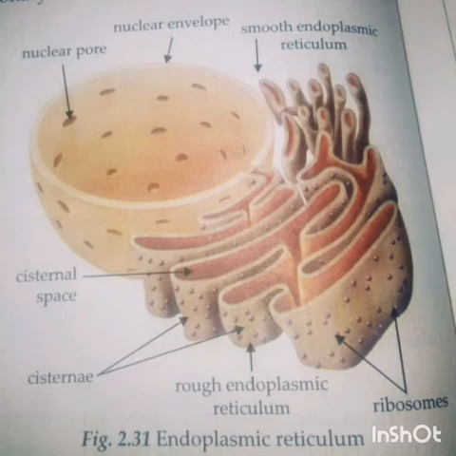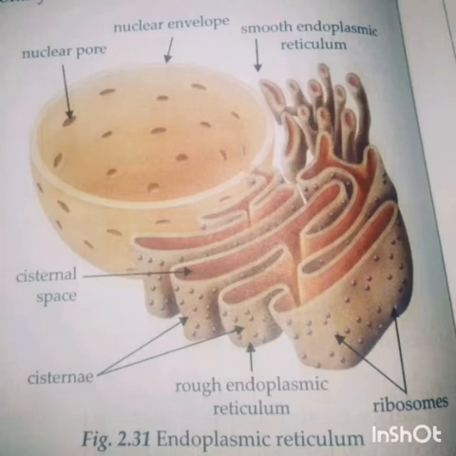It is the largest membrane found in eukaryotic cells. It is absent in prokaryotic cells such as bacteria. It is also absent in egg cells, embryonic cells, and RBCs of mammals. Types of endoplasmic reticulum: on the basis of the presence or absence of ribosomes, endoplasmic reticulums are of two types, that is the rough endoplasmic reticulum and the smooth endoplasmic reticulum.